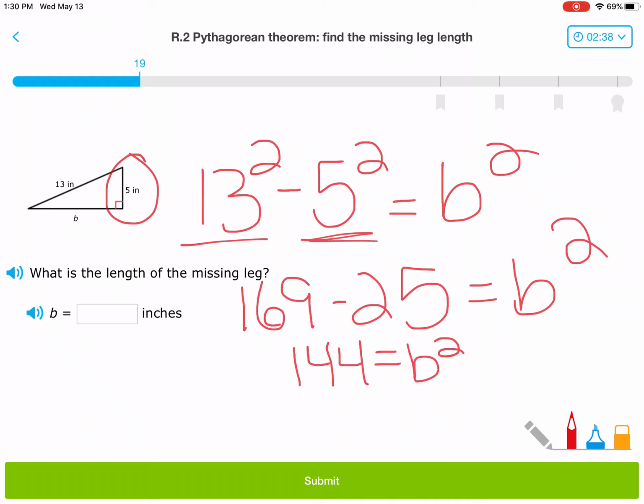How do we undo the square? How do we undo this? We take the square root. The square root of 144 is 12.